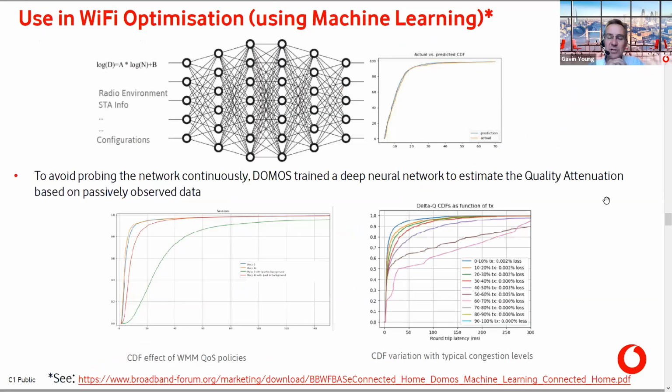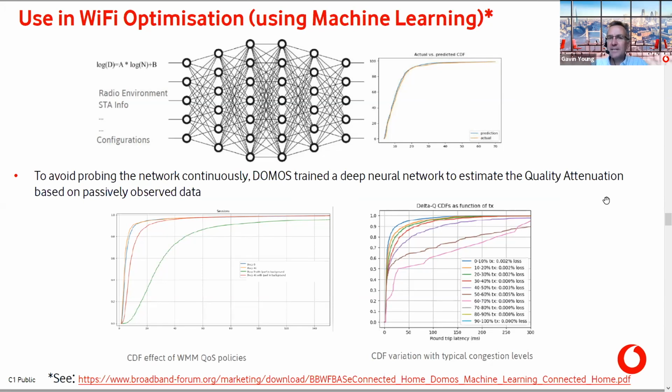But one of the most interesting ones I've come across, there's a company in Norway called Domos, who were one of the first to implement the Broadband Forum capability, and they actually use quality attenuation. They have machine learning in their Wi-Fi expert system, and that machine learning can understand the environment of a Wi-Fi system, the signal strength, the type of device, etc. And that machine learning has now built up an ability to estimate the distribution of latency and potentially loss based on that radio environment and the number of devices, etc. And it can predict that quality attenuation pretty accurately.